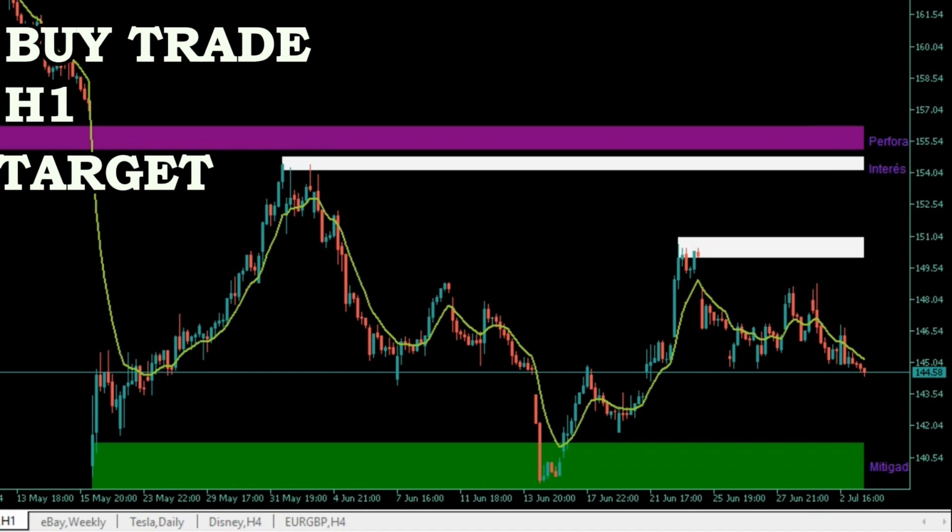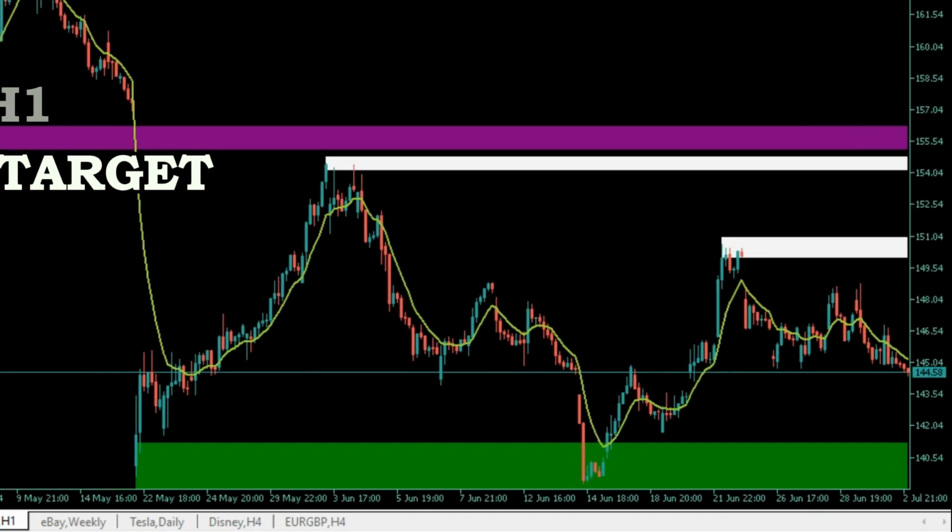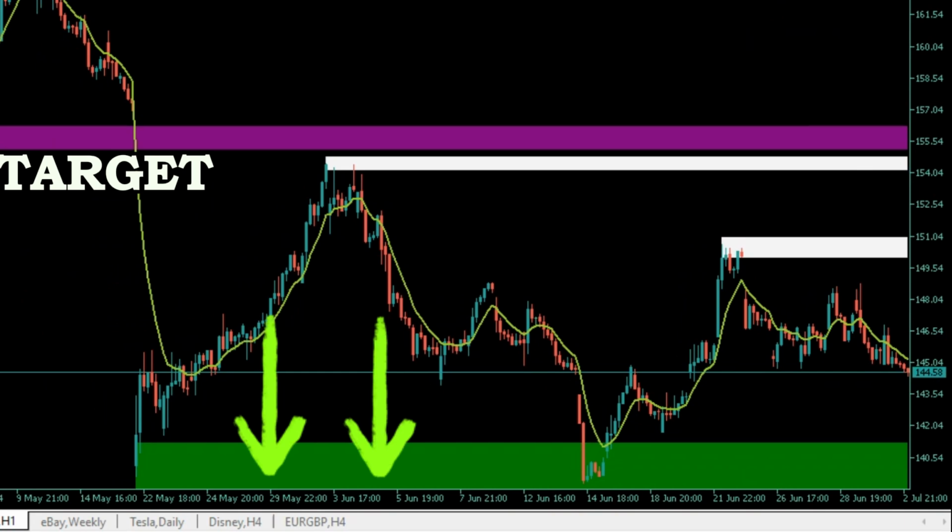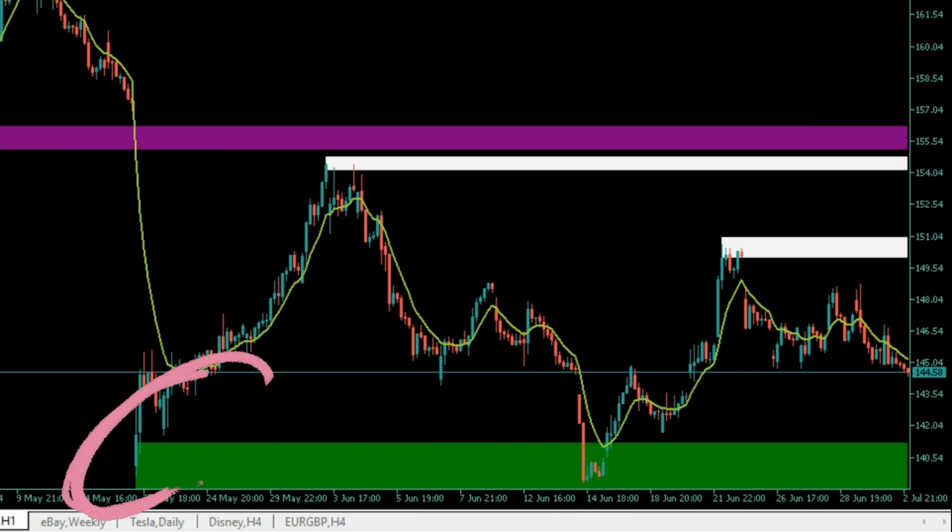The green zone combines the fair value gap, supply and demand zone, and support and resistance to come up with one single zone which is powerful, which is this green zone. So now, for us to take a buy trade, we wait for the Megatron indicator to print a green zone, which happened right here. Then we wait for the price to test it the first time. This happened right here.